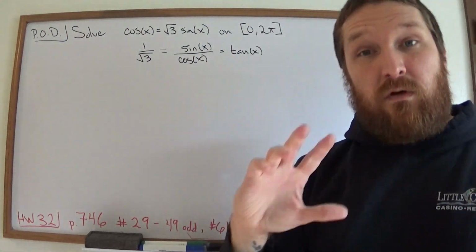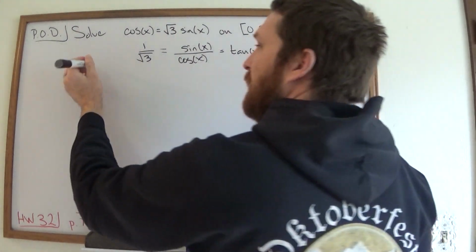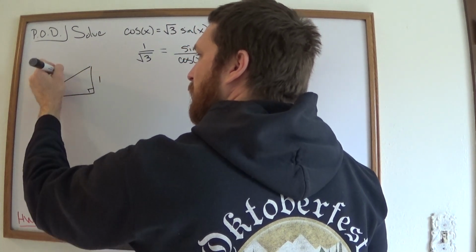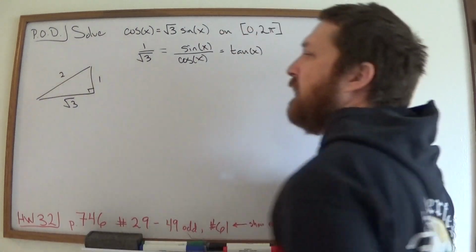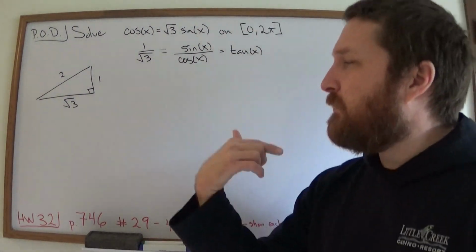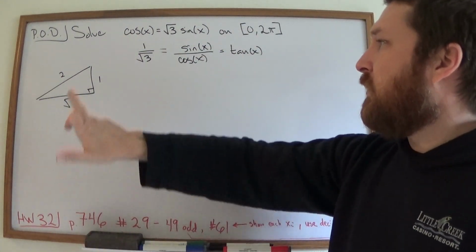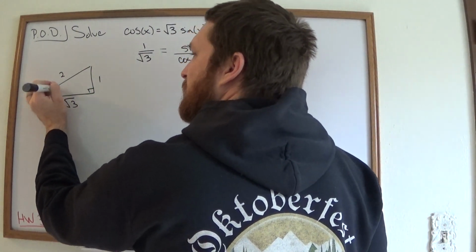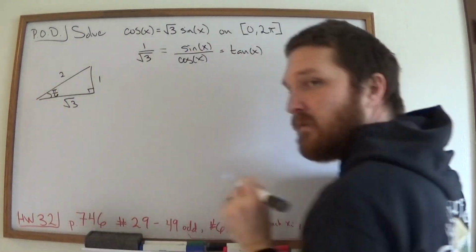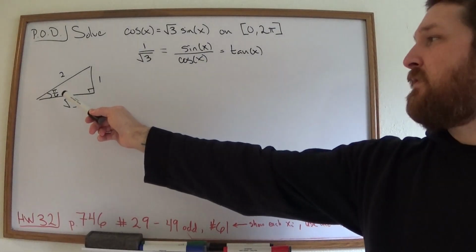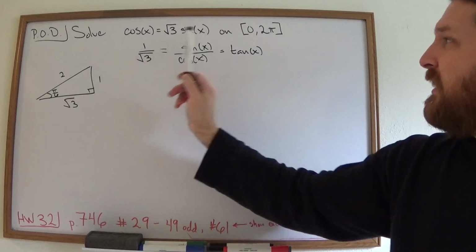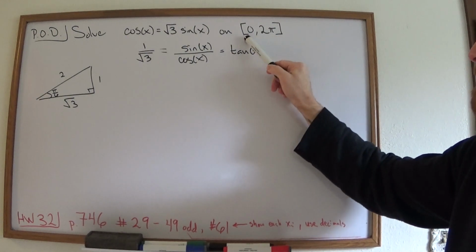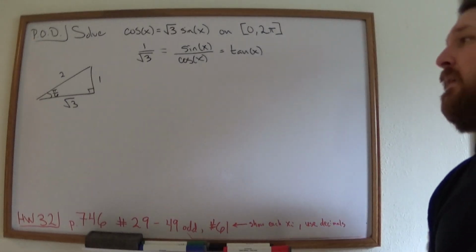And so immediately I see 1, I see root 3, and that makes me think of this guy right here. 1, 2, root 3, and I think, okay, tangent is opposite over adjacent, and so I need an opposite over adjacent, so I need this one right here, which is pi over 6. So tangent pi over 6 gives me 1 over square root 3. That's part of the answer, but we are supposed to solve on this interval. That means we need all the solutions on that interval.